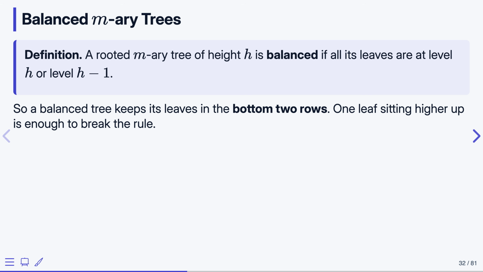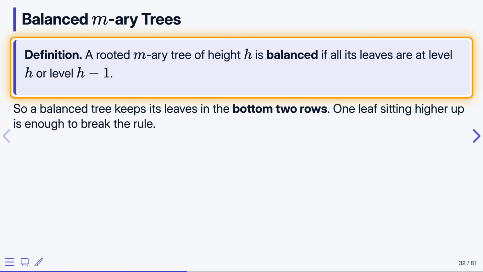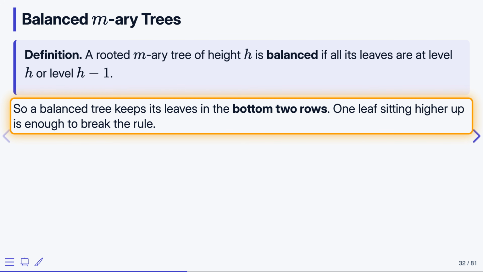A balanced tree is one whose leaves all sit near the bottom. This is the exact rule. Take an m-ary tree of height h. It is balanced if every leaf is at level h or at level h-1 and nowhere higher up. In plain words, the leaves are packed into the last 2 rows. Nothing stops early, and the test is strict. If even one leaf sits higher than those 2 rows, the tree is not balanced. Let us try it on 3 trees.